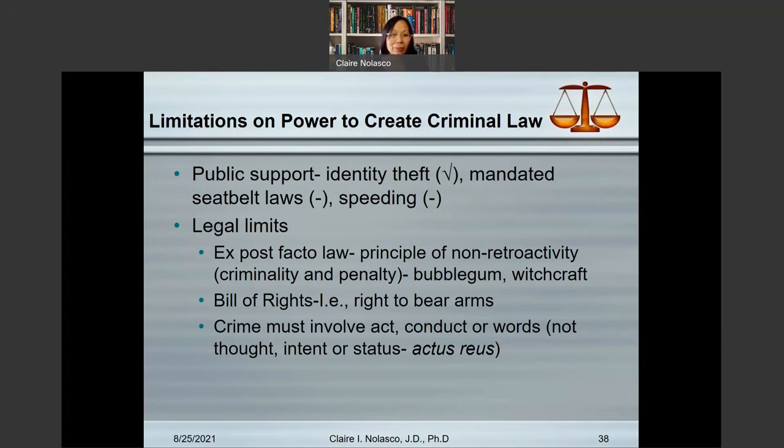The Bill of Rights includes, for example, the First Amendment, the Second Amendment, the right to bear arms, and the 14th Amendment, equal protection laws. The third limitation is that the crime must involve an act, conduct, or words. So there has to be an overt manifestation in the physical world. You cannot be punished for what you think or for your mere status.